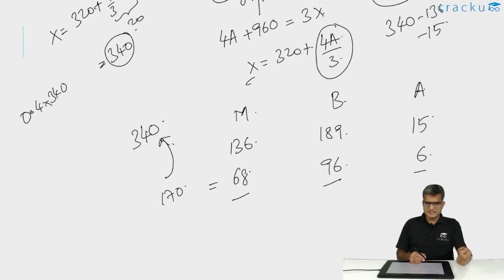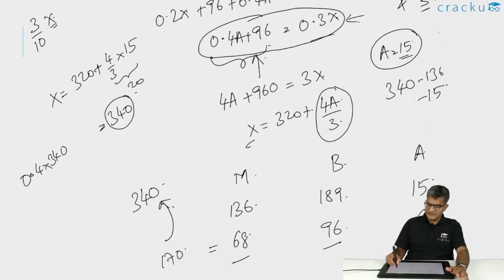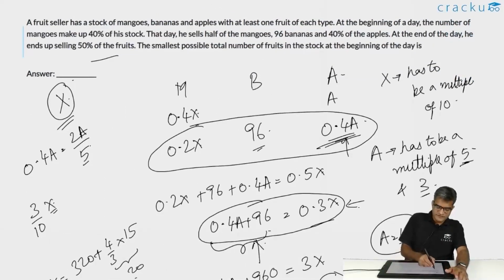This is what I would suggest students to do when they are solving these kind of questions which involve maximizing or minimizing, so that there is no fraction also involved. Anyway, the smallest possible number of total fruits will be 340.